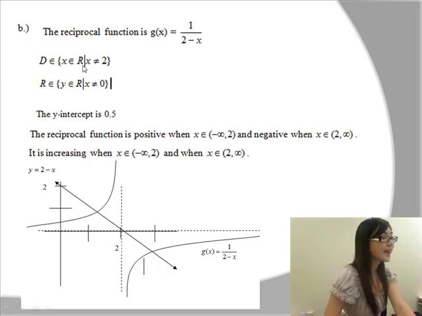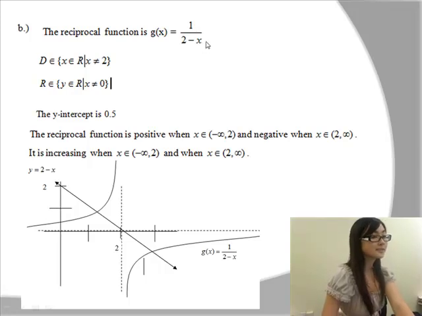For this one, the domain is x belongs to all real numbers, such that x does not equal 2. Because the denominator cannot be equal to 0, therefore 2 minus x cannot be equal to 0, and therefore 2 cannot be equal to x. The range is y belongs to all real numbers, such that y does not equal 0. We say this because the numerator is 1, so it doesn't matter what value you plug in as the x, you will never get a 0.